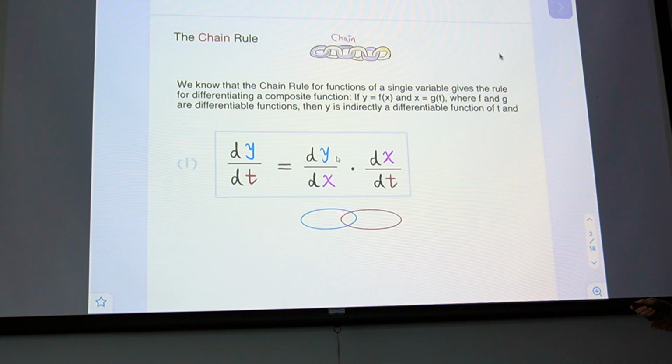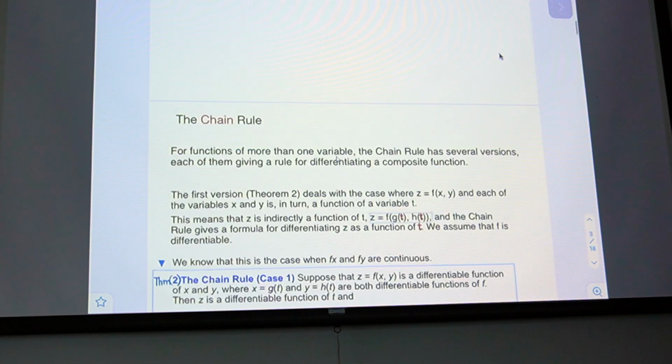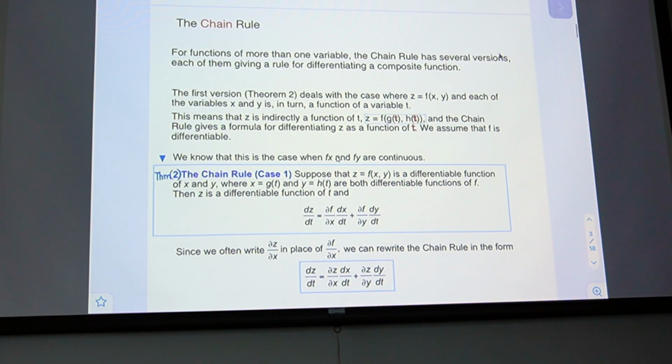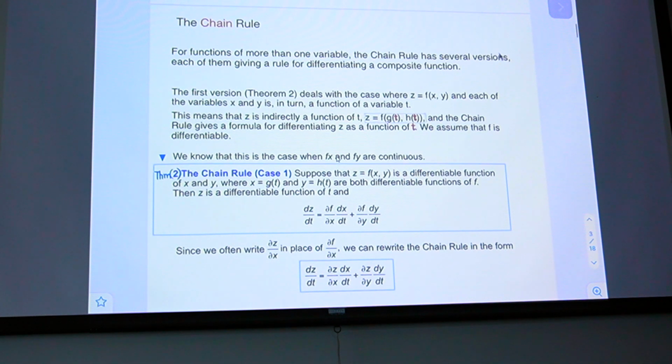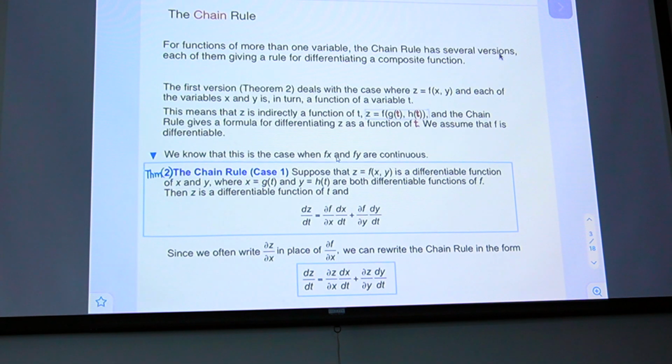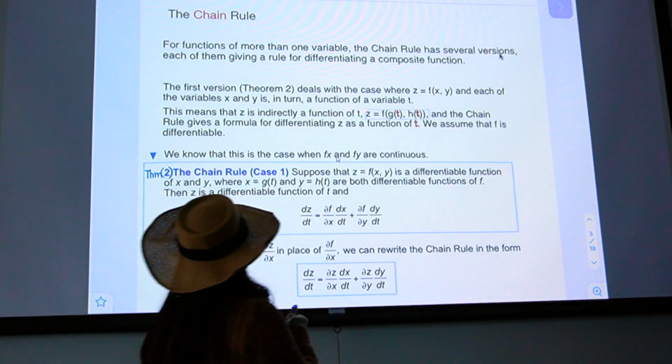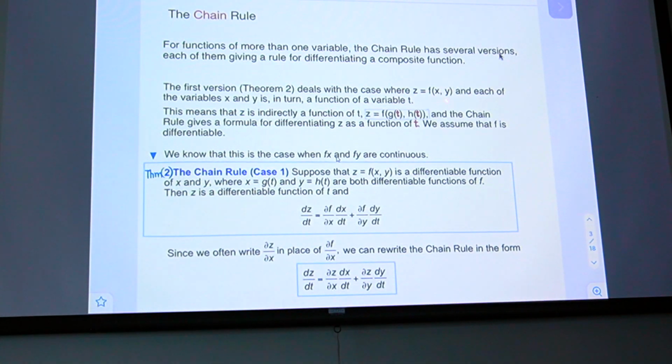So this is like a ring of a chain, and this is another ring of a chain put together, looks like a chain, right? So that's called the chain rule. Today we're going to talk about the chain rule for a function of more than one variable. So we have several versions of it. Now let's talk about the first version. The first version deals with the case that z is a function of x and y, and each of the variables x and y is in turn a function of a variable t.